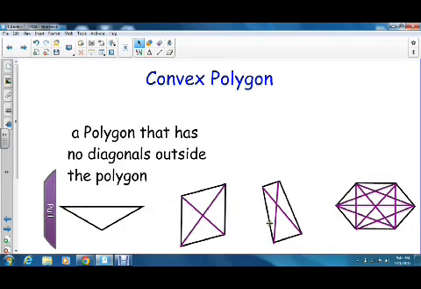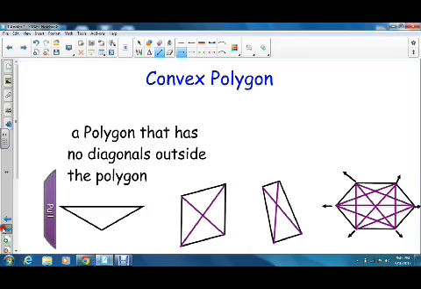So these are convex polygons. Notice all the diagonals are here in purple. Every single one of them is on the inside. Another way that you can think of it is that all of the angles point out. So if I look at all these angles, every single one on this 1, 2, 3, 4, 5, 6, this hexagon, all of them point out. So that lets us know it's convex.